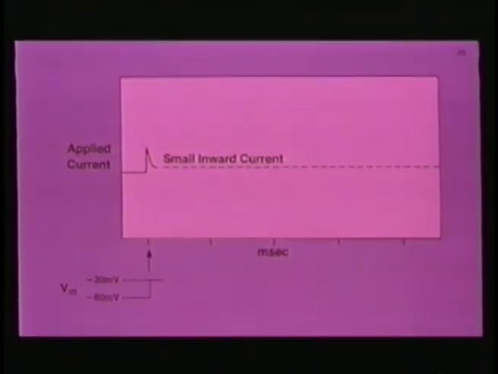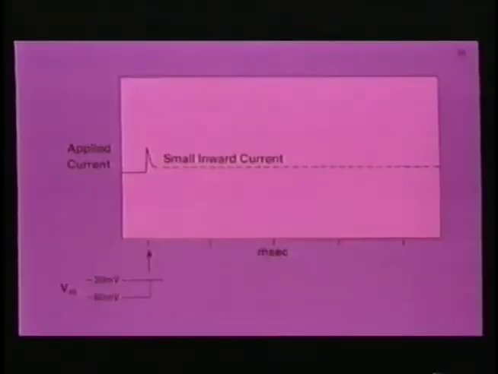Then, a small inward current through the voltage clamp holds the membrane voltage at minus 30 millivolts, offsetting a small outward ionic current. This current would be maintained as long as the voltage step lasts, unless the membrane conductance changes.